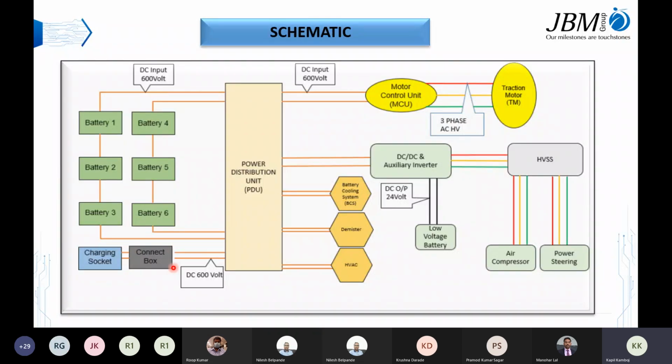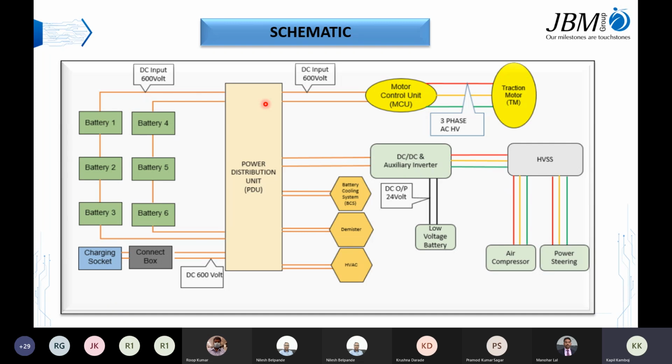We cannot connect just like LV, where we can use a jointer or something like that. In high voltage, we have to be very conscious while doing the HV connection. So this is a connect box. We can say it is an example of how to connect two HV cables.